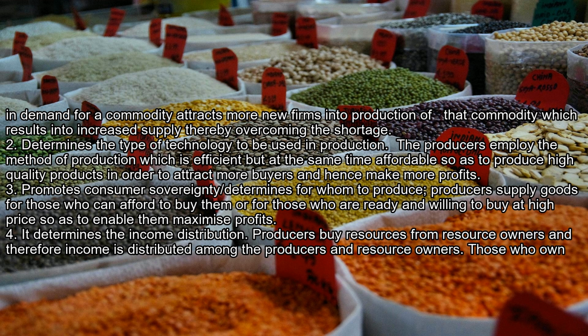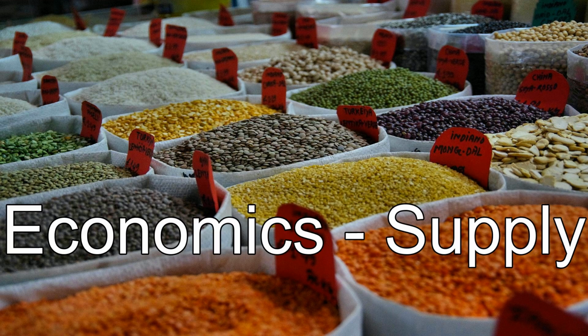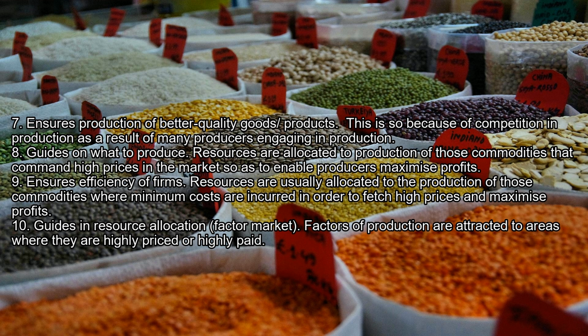Three, it promotes consumer sovereignty and determines for whom to produce. Producers supply goods for those who can afford to buy them or for those who are ready and willing to buy at a high price, so as to enable them to maximize profits. Four, it determines the income distribution. Producers buy resources from resource owners, and therefore income is distributed among the producers and resource owners, those who own economic supply. Seven, it ensures production of better quality goods. This is so because of competition in production as a result of many producers engaging in production.